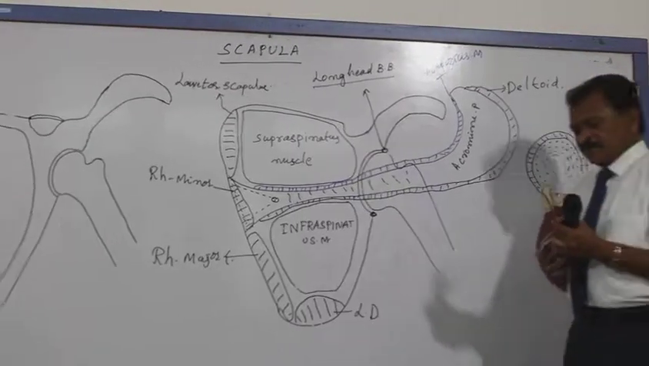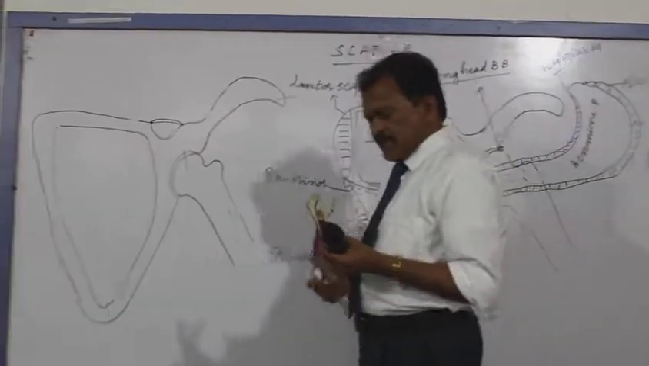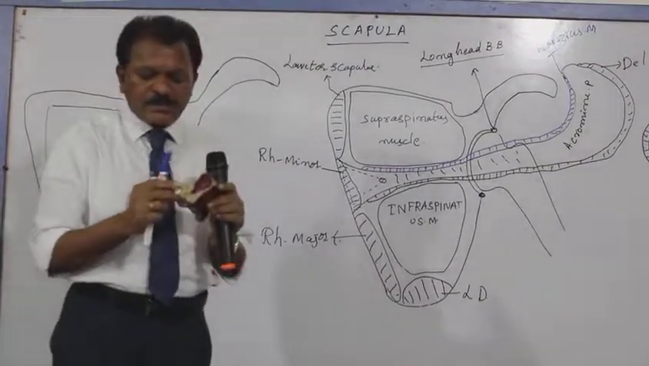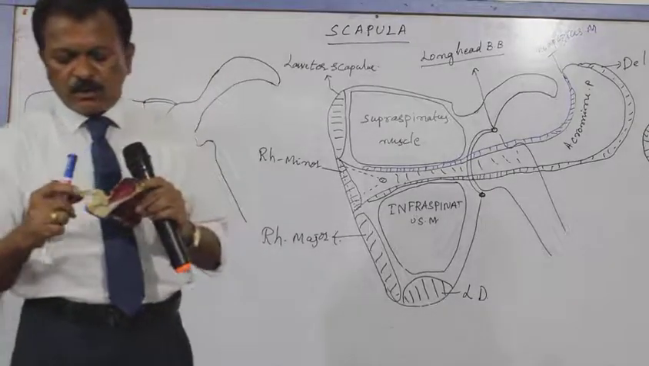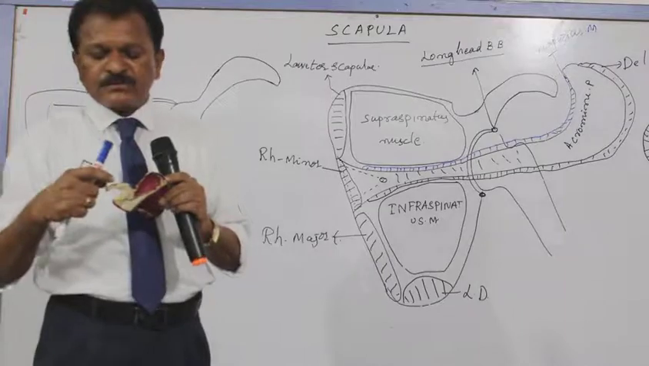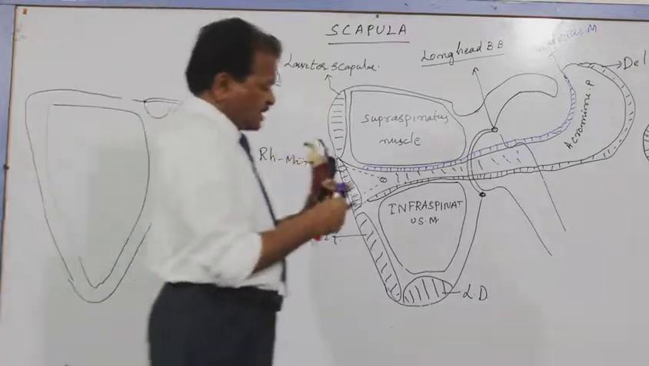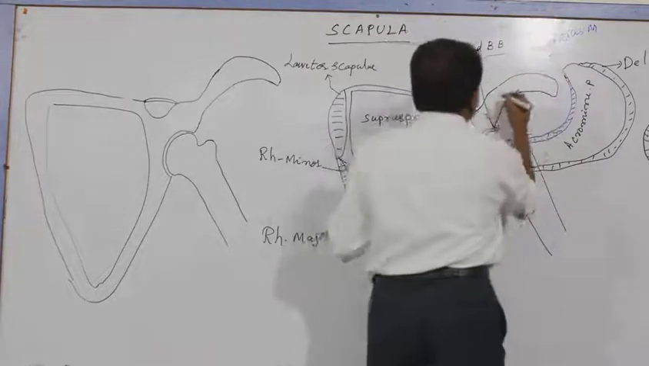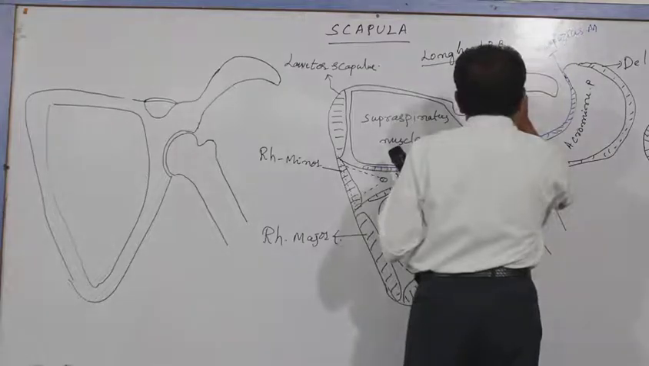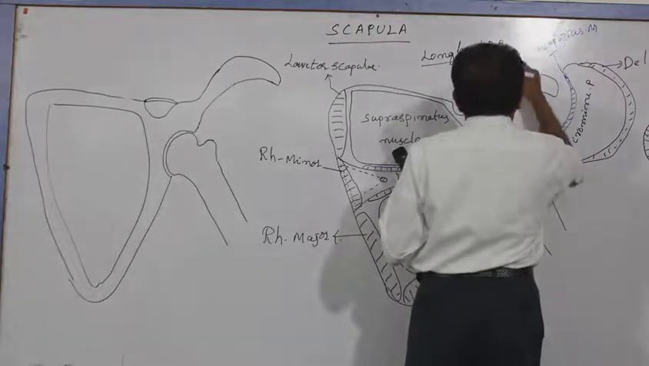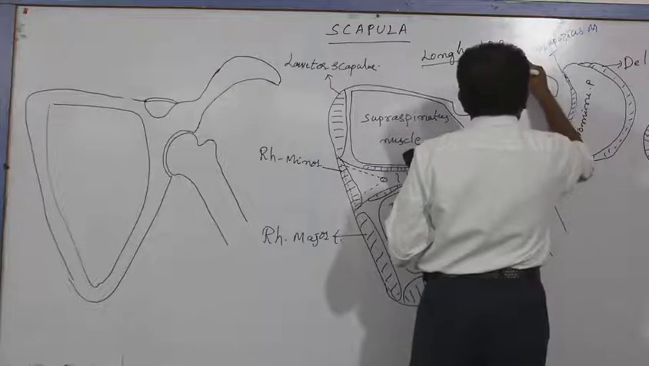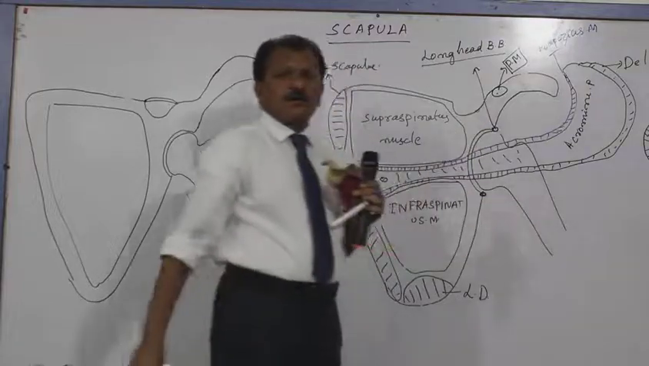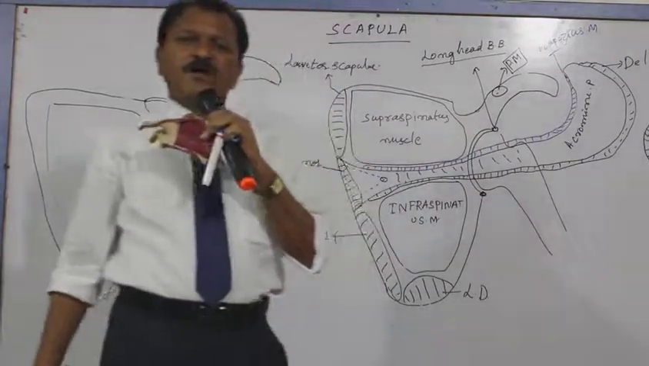And here there is another process, the coracoid process. At the root of the coracoid process there is the insertion of the pectoralis minor muscle. Pectoralis minor muscle insertion takes place at the root of the coracoid process of the scapula.